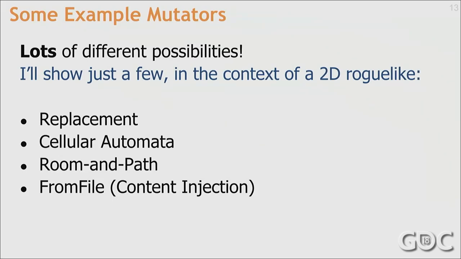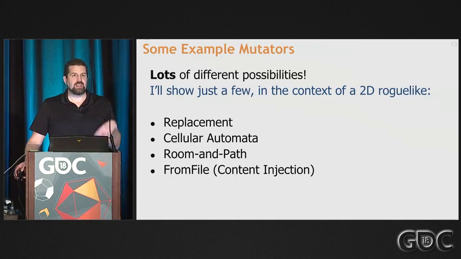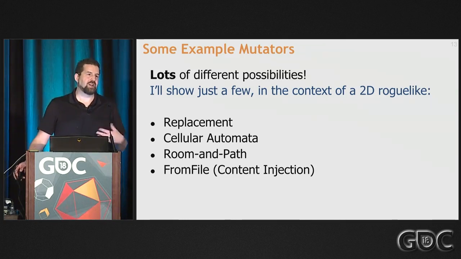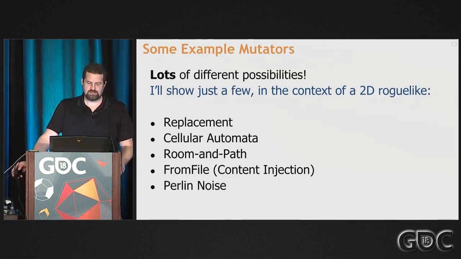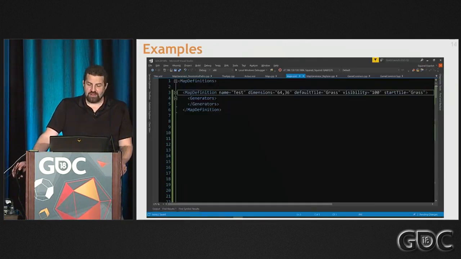Content injection, we mentioned before. I want to be able to just say, at this stage, I want you to load this file, and then I want you to do something to that loaded file, and then do more stuff and more stuff. We may want to use Perlin noise and some other stuff.